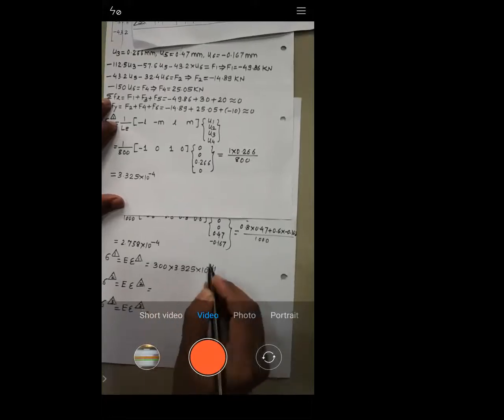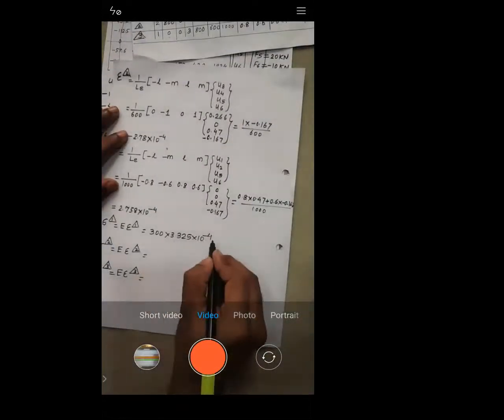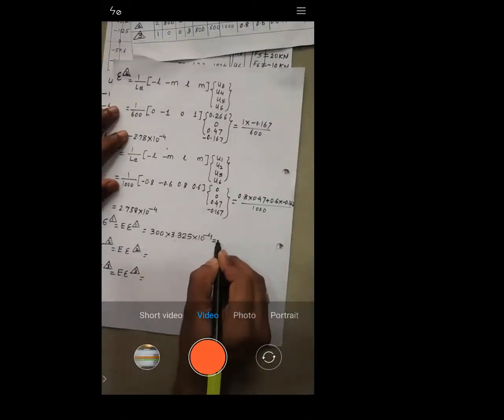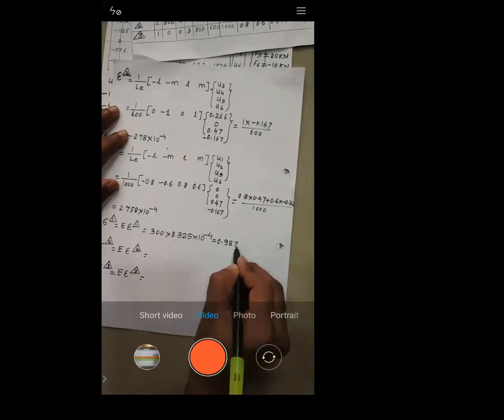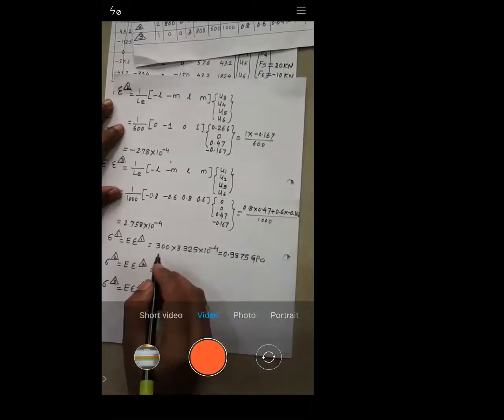So this you can do, right? 0.09975 gigapascal. Right. Next, do it for element number 2.